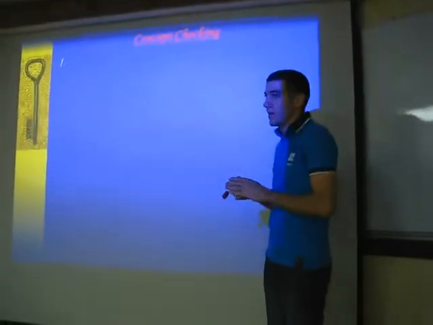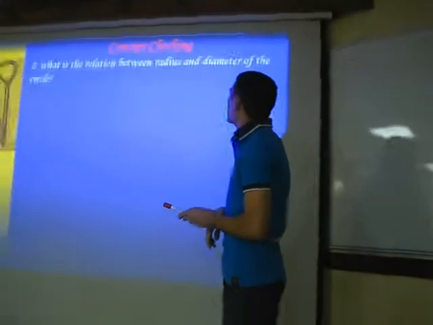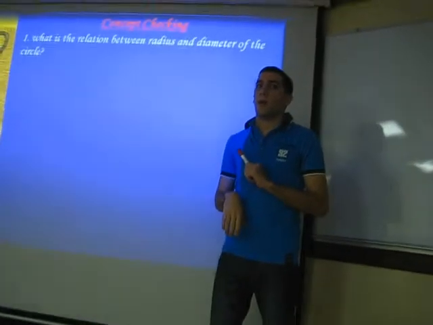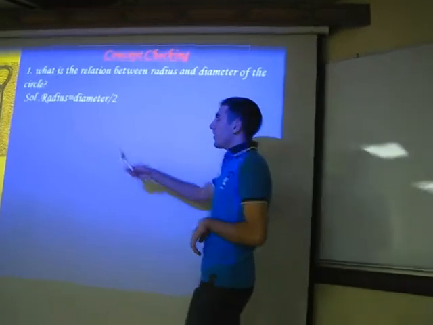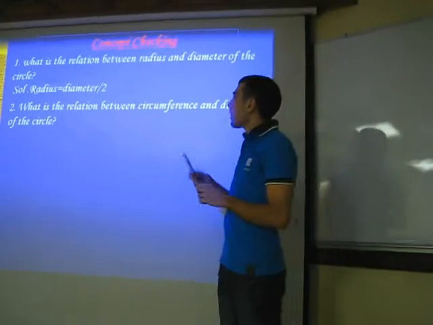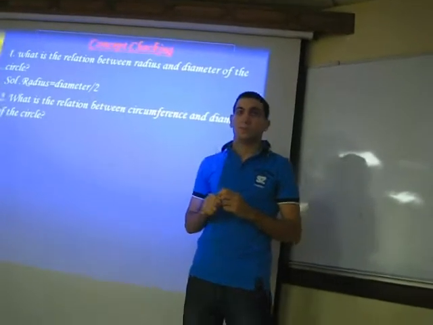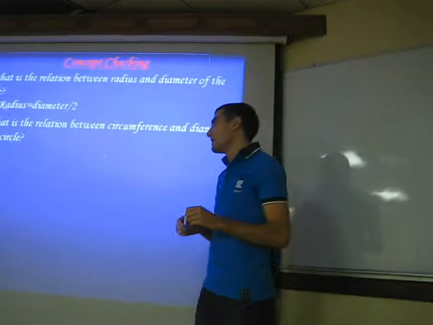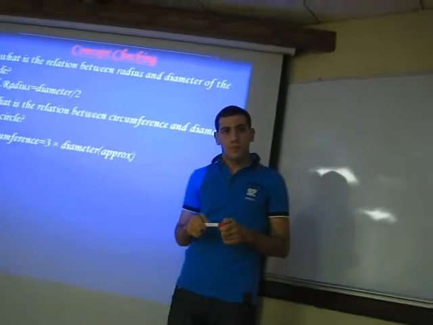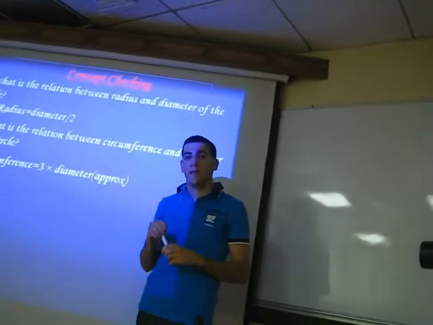This is our lesson today. Now concept checking. What is the relation between the radius and diameter of a circle? The radius is half the diameter, or the diameter is 2 times the radius. Excellent. Radius equals diameter over 2, or diameter equals radius times 2. What is the relation between the circumference and diameter of the circle? The circumference is 3 times the diameter, approximately. Excellent. But why? Because 2 pi r is pi times the diameter, and pi is almost 3. Yes, exactly.